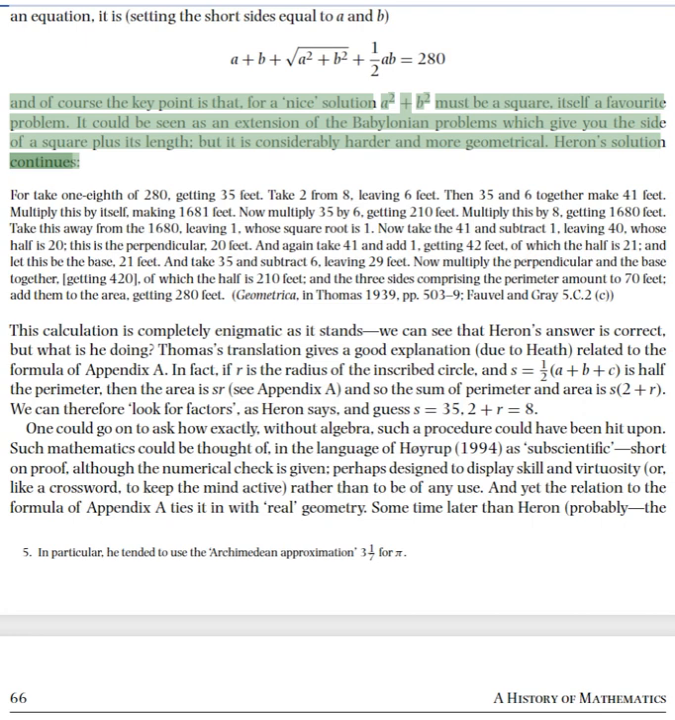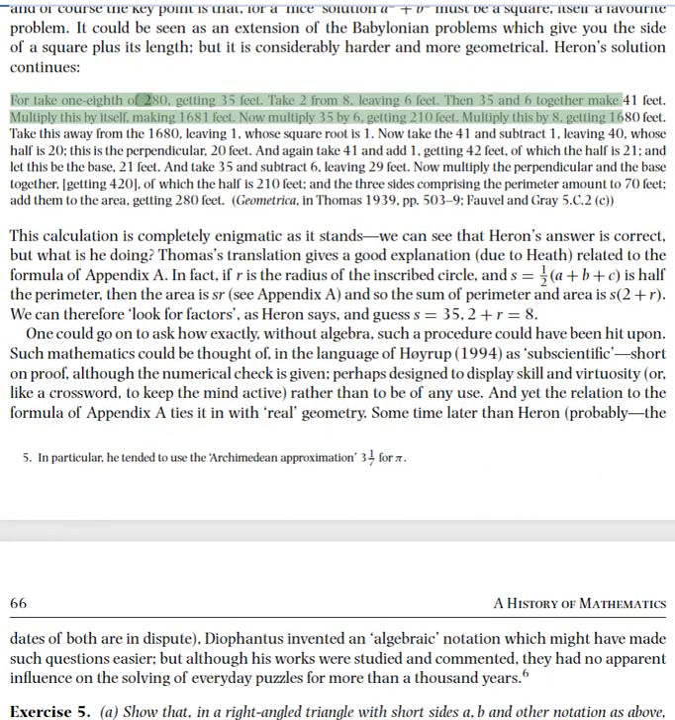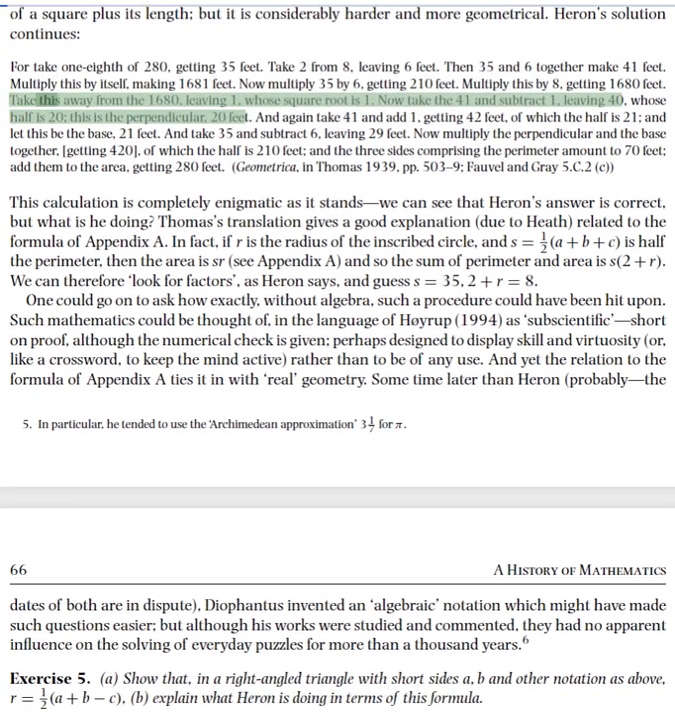Heron's solution continues. For take 1/8 of 280, getting 35 feet. Take 2 from 8, leaving 6 feet. Then 35 and 6 together make 41 feet. Multiply this by itself, making 1,681 feet. Now multiply 35 by 6, getting 210 feet. Multiply this by 8, getting 1,680 feet. Take this away from the 1,681, leaving 1, whose square root is 1. Now take the 41 and subtract 1, leaving 40, whose half is 20, this is the perpendicular, 20 feet.